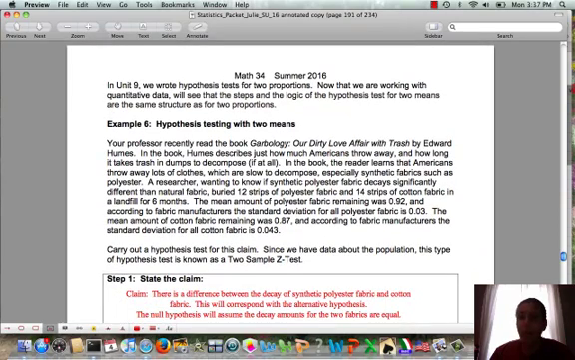So in Unit 9, we wrote hypothesis tests for 2 proportions. Now we are working with quantitative data, so we will see the same steps for hypothesis tests for 2 means.